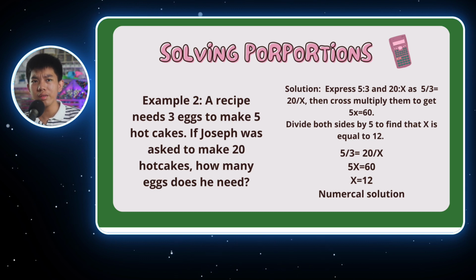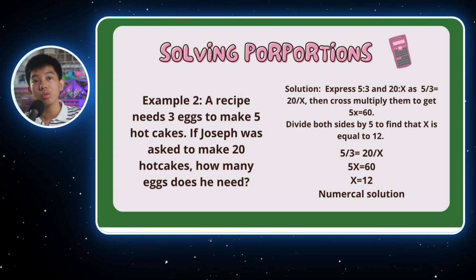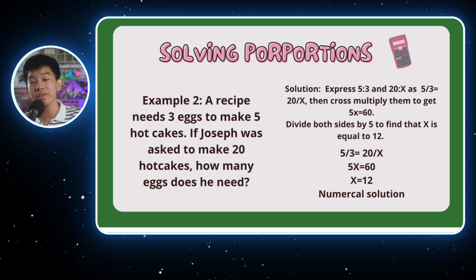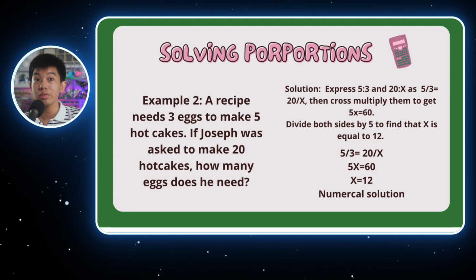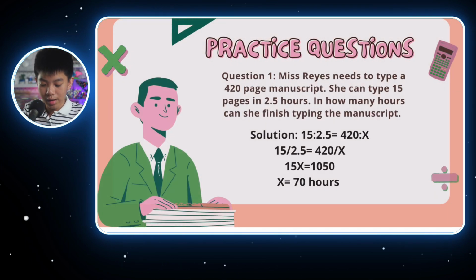When you do this, you should be able to cross multiply them, and when you do, you get 5x equals 60. Divide both sides by 5 to get rid of the 5 on the left side with the variable, and when you divide 60 by 5, you get 12, giving you how many eggs you need. Now, let's try solving these proportions.